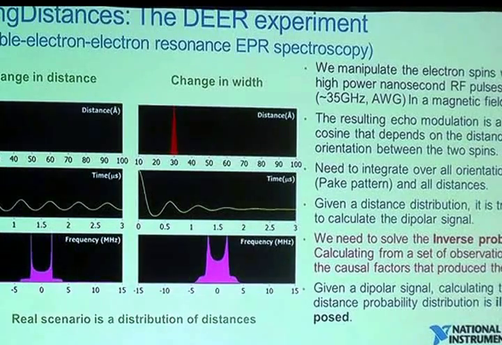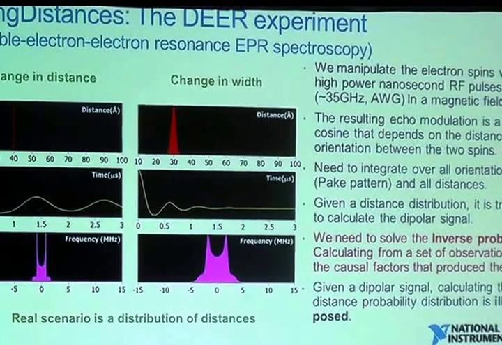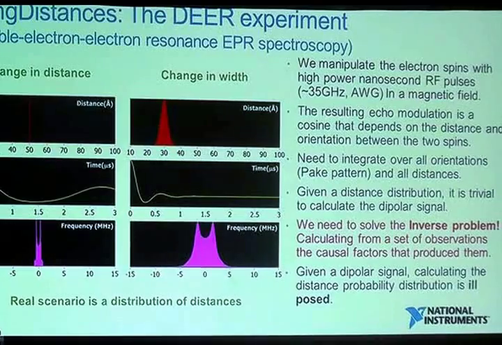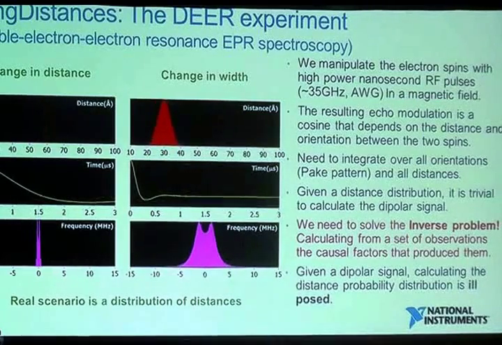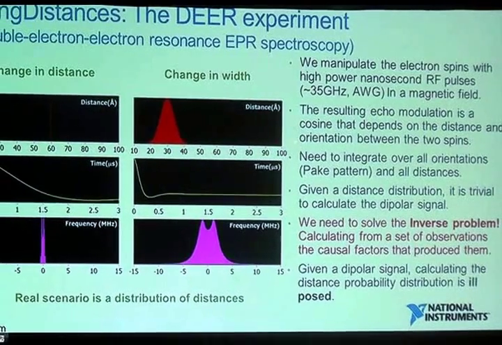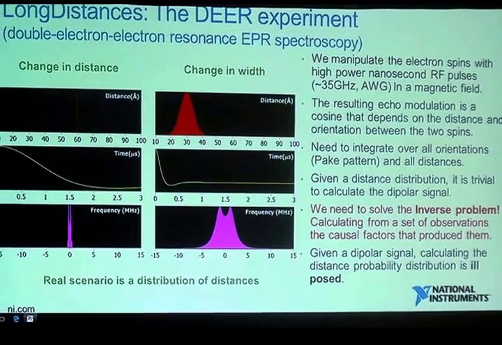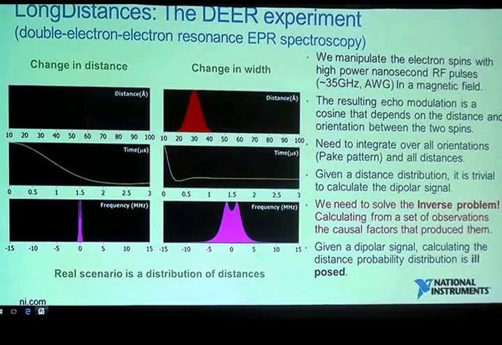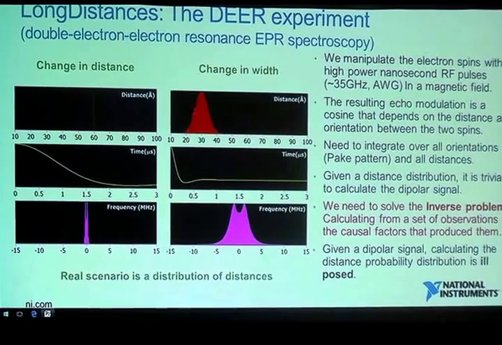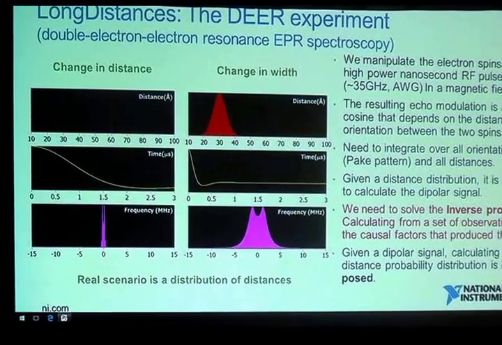So basically, we manipulate the electron spins with high-power nanosecond RF pulses at about 35 gigahertz, and we get a resulting echo modulation that's a cosine of the pulse separation. I won't go into it. It's a LabVIEW thing right here. So basically, if you have a given distance, you get certain oscillations. If you have a distribution of distances, it's a damped oscillation.